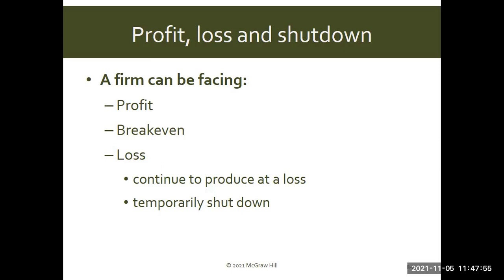It can be breaking even, which means their price is just covering their average total costs. So they're breaking even. We call it making a normal economic profit. Or it could be facing a loss. And in one situation, it might want to continue to produce even though it's making a loss. And we're going to take a look at that because that seems to be an unusual thing. But in the short run, it may be smarter for them to continue to produce even though they're making a loss, than to temporarily shut down. And in some cases, when they're making a loss, it might make more sense to temporarily shut down. So we're going to explore these possibilities here.